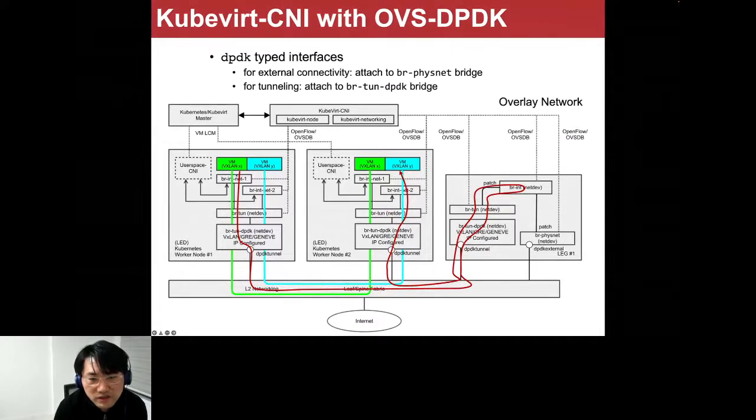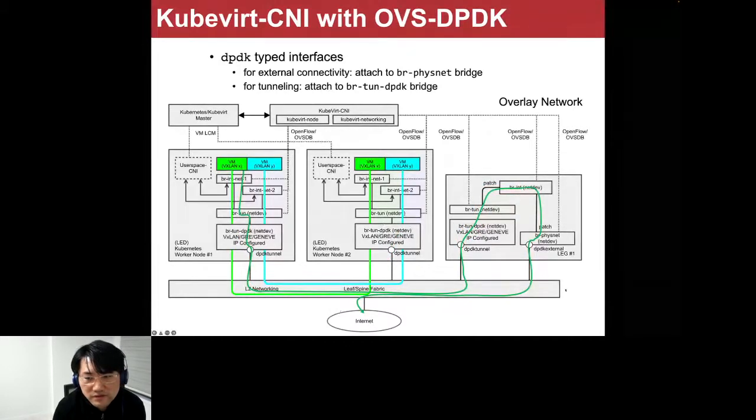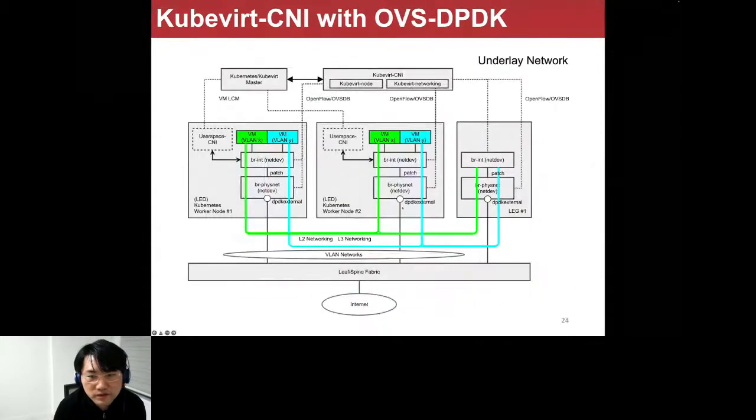And for cross-tenant communication, you have to go through the LEG as a gateway, and br-int will be running as a vRouter, like a logical router inside. And finally, if you want internet connectivity, this type of NAT is also supported. So the underlying network is fairly simple. You just need to directly connect it to the LEG, and there you are serving the network, like public network connectivity and so on.